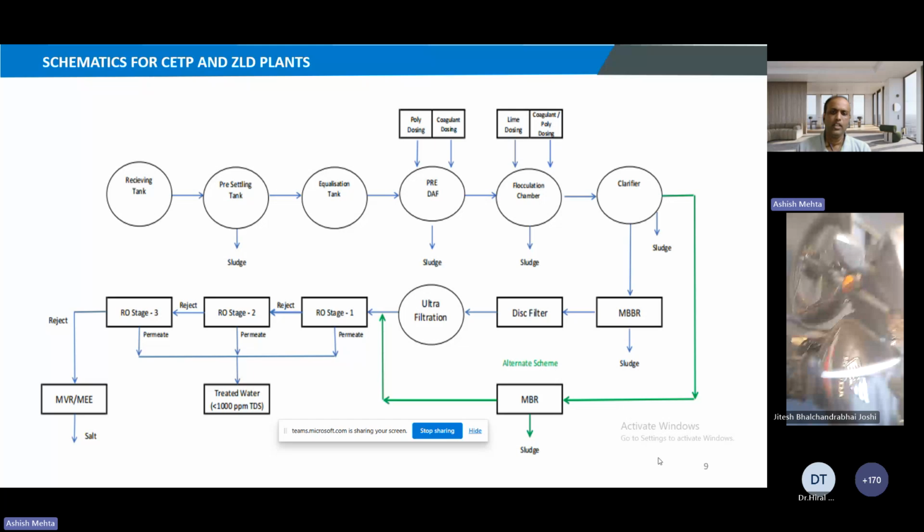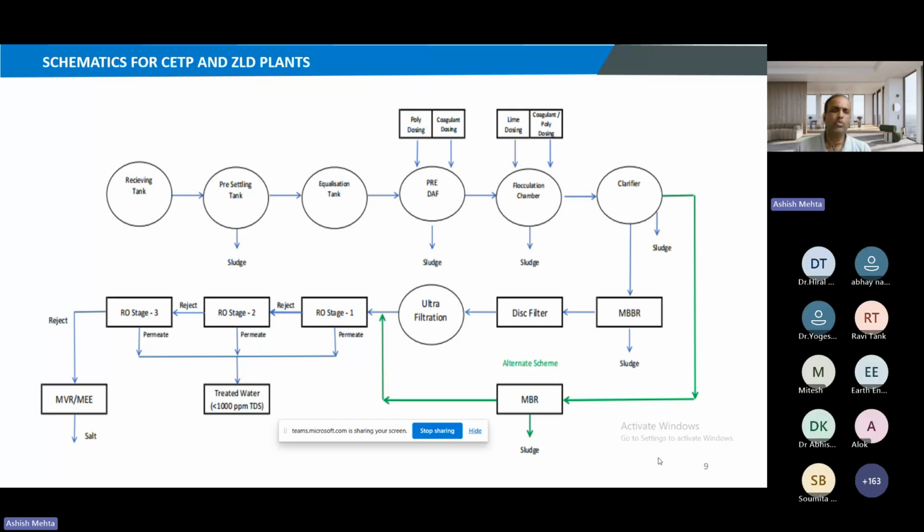If we try to represent it in a standard schematic scheme, it could be like this: we have a receiving tank followed by a pre-settling and equalization, where the screening will take place, the sedimentation process will take place, and the homogenization of the effluent will take place.